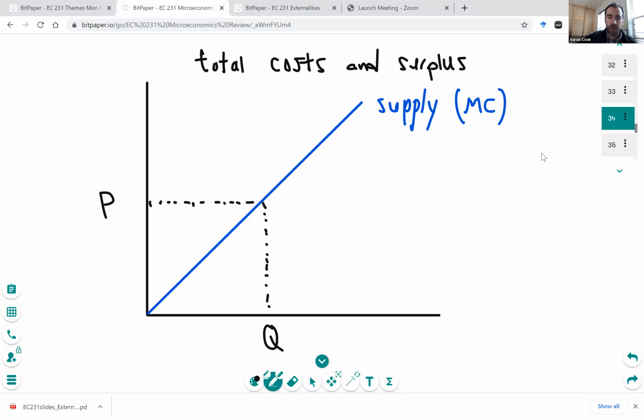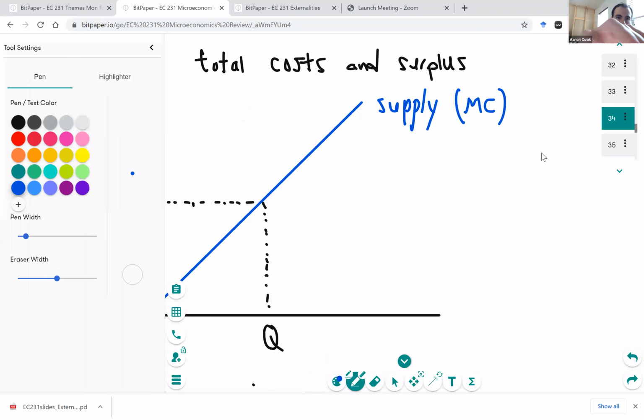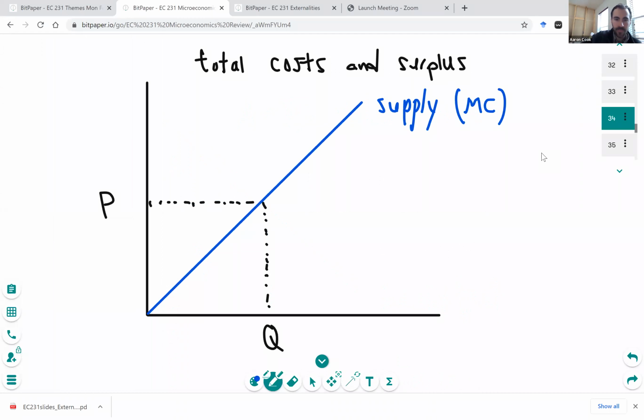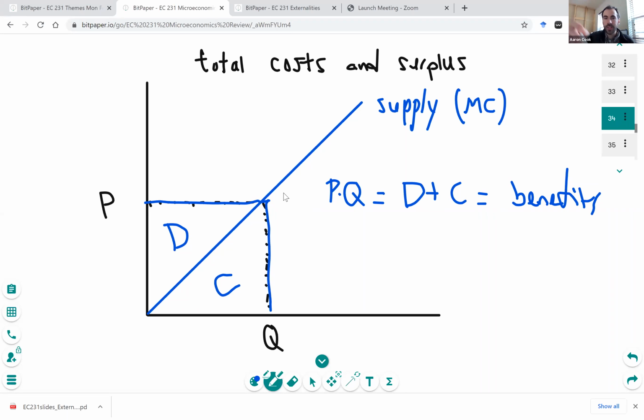We can do the same exercise for producers. Let's call this area C. Let's call this area D. So area C is the lower triangle. D is the upper triangle. When producers sell Q units into the market at price P, they get P times Q, right? They get P times Q, which is equal to the area D plus C. So that's their benefits. You can also think of that as their revenues.